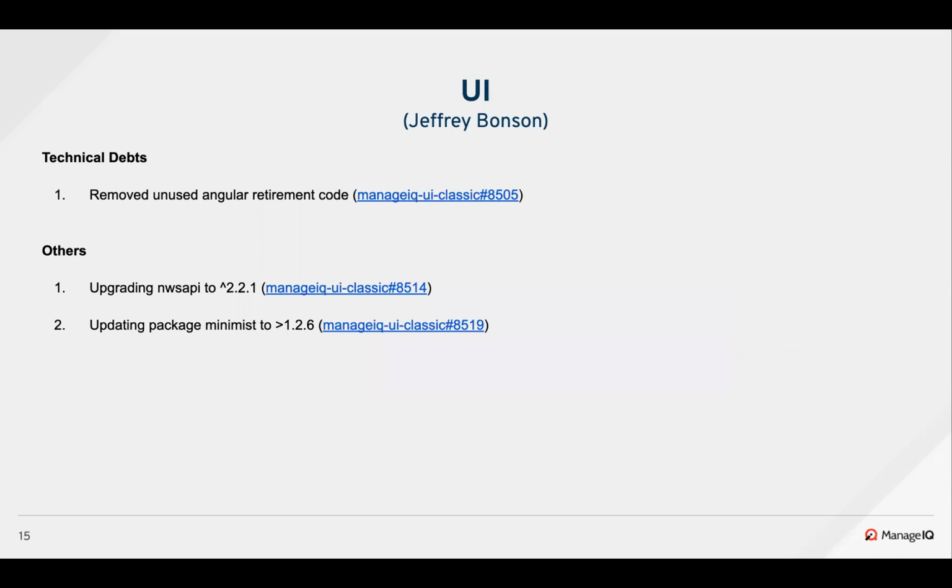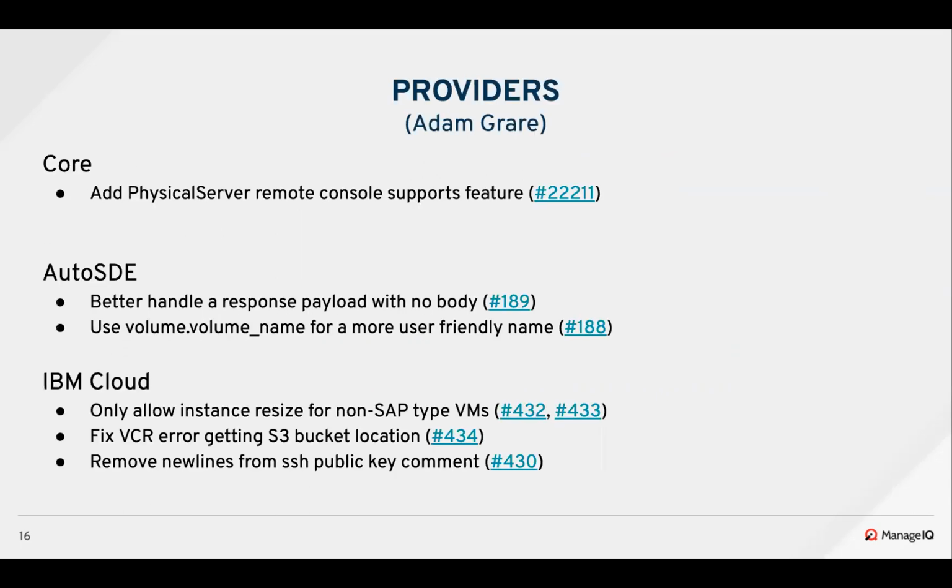Gilbert removed a few unused Angular code pieces which come under the set retirement date form, and Melody upgraded 2 packages named NWS API from 2.0.7 to 2.2.1 and Minimist from 1.2.5 to its higher revision version. That's all from Rend. Over to Adam.